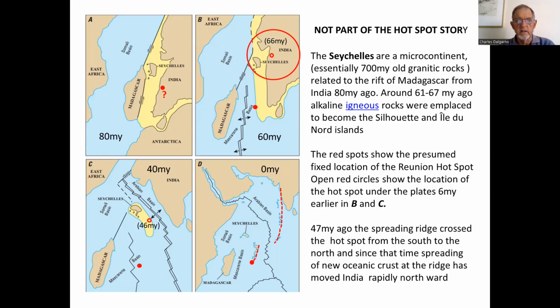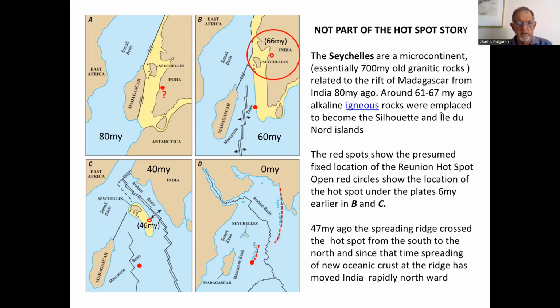Clearly, things would have been pretty hot underneath as a result of this large igneous province, which I've marked as a red circle in the second diagram, around 60 million years. And the red spots in each diagram tend to show the presumed fixed location of the Reunion hotspot. And there were emplacements of rocks at about the time of the hotspot, which indicates it was located pretty close to that prior to 60 million years. Red spots show the fixed location of that Reunion hotspot.